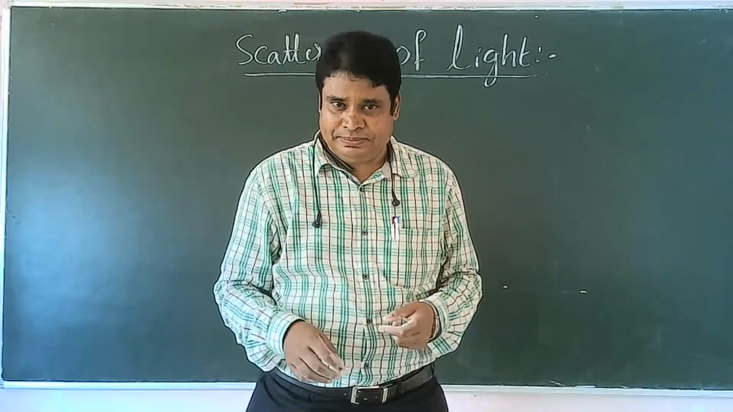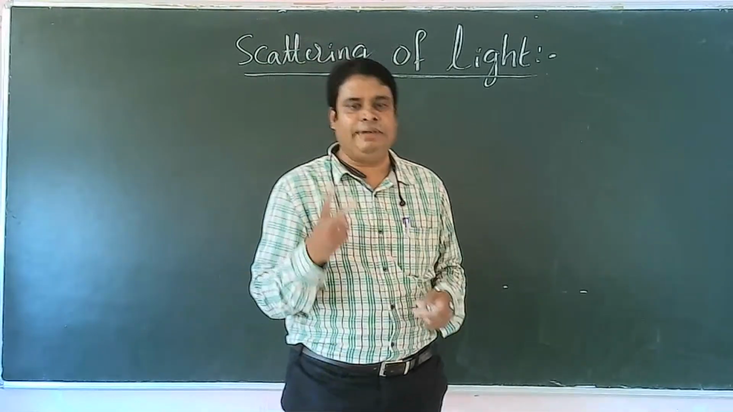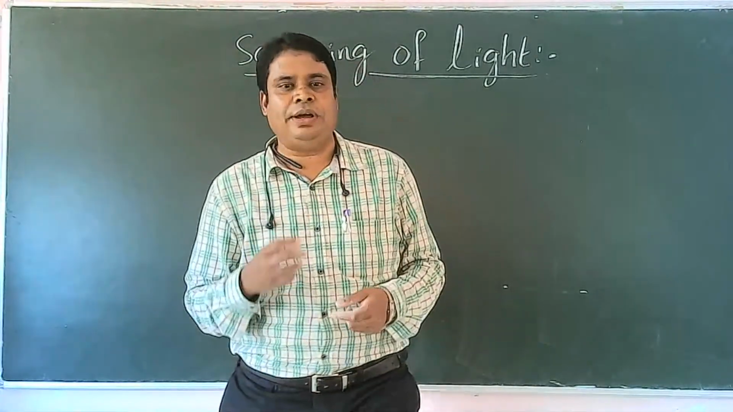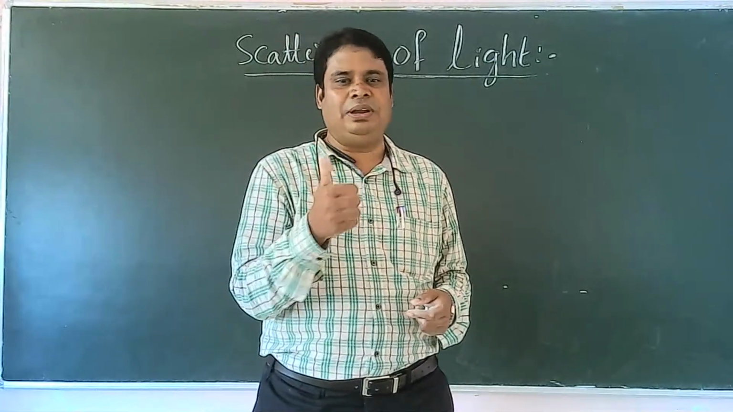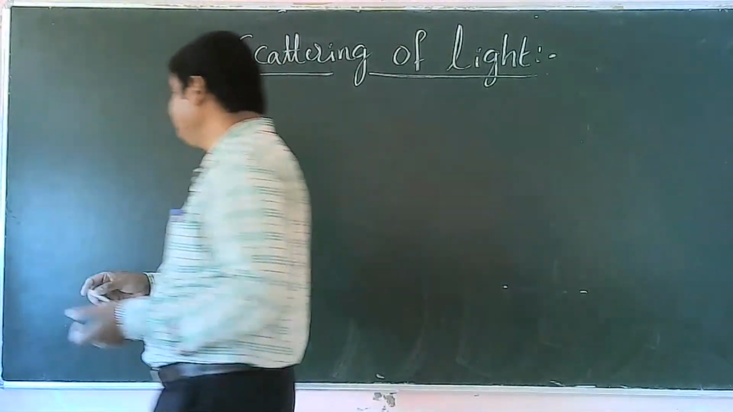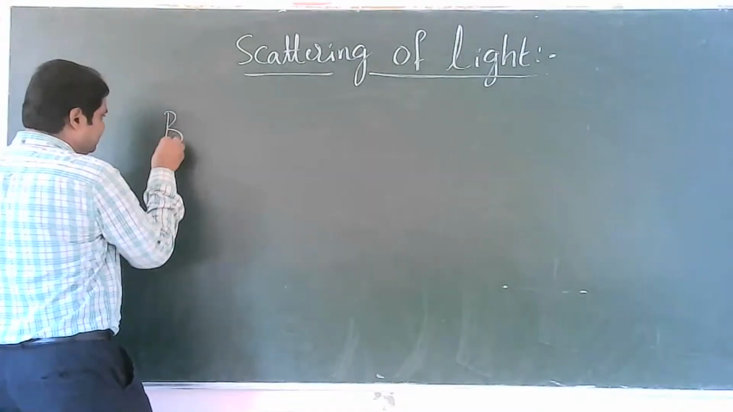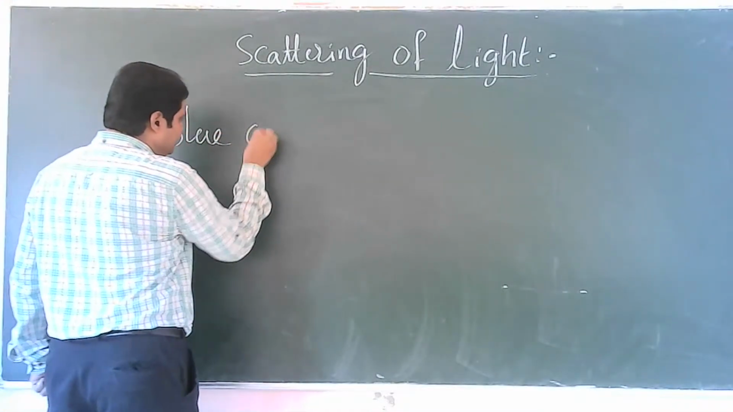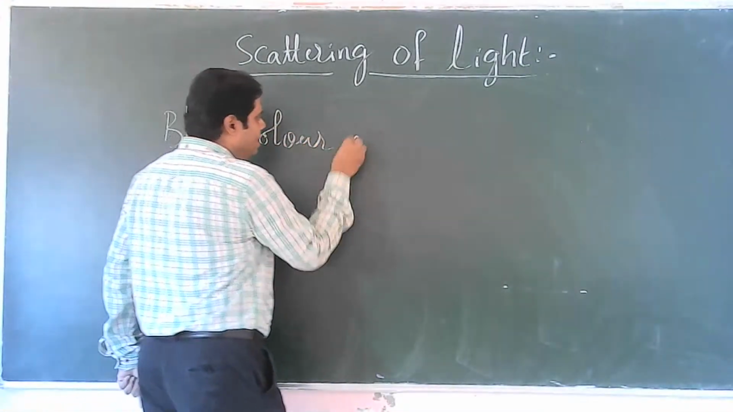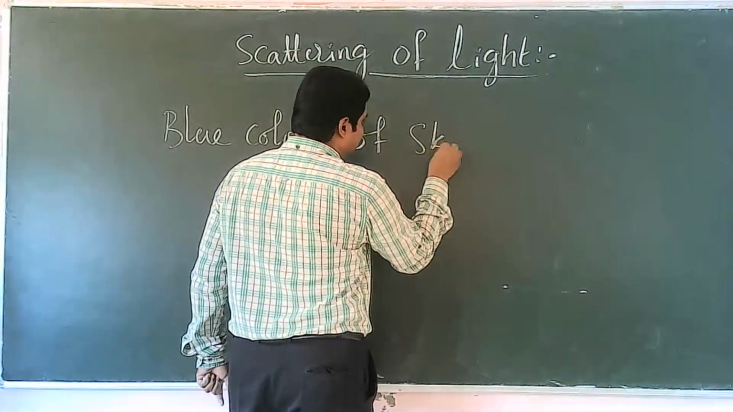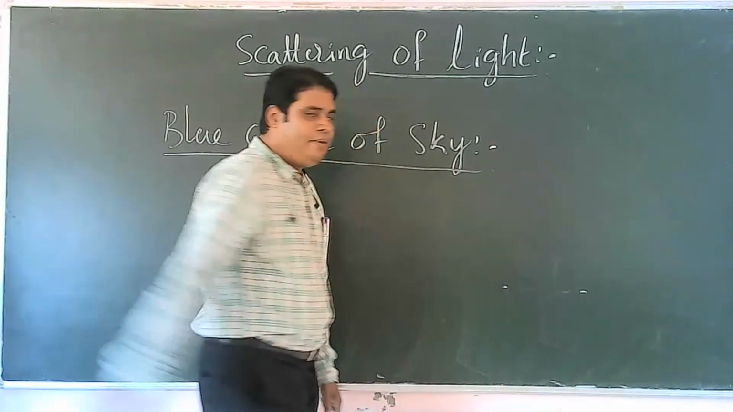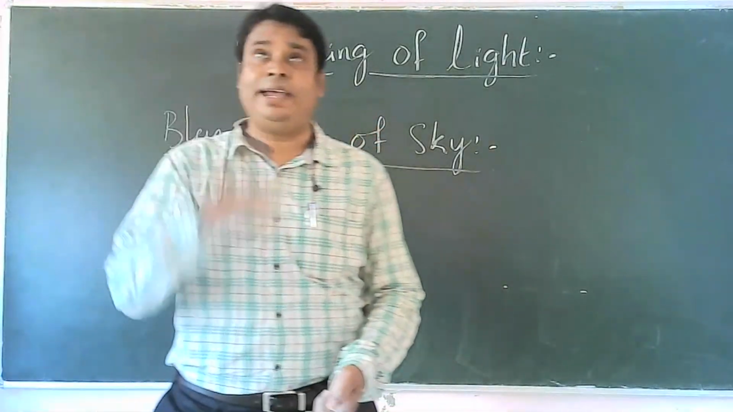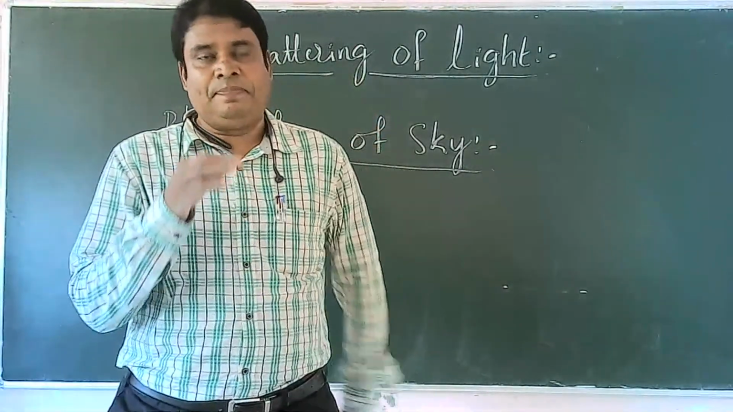What is the effect of this scattering? There are two natural consequences of this scattering that we have listed. First one is the blue color of sky. Have you ever wondered why the sky is blue?